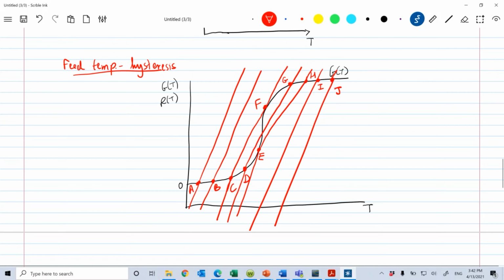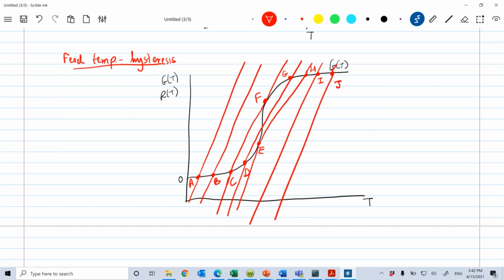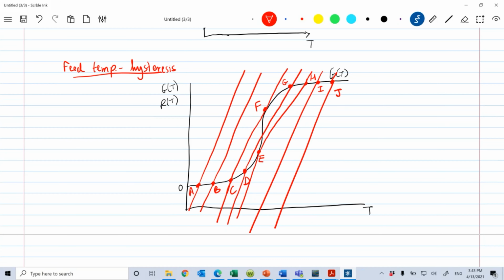Now imagine, this is what we call the feed temperature hysteresis, meaning that you can have different values of the temperature depending on where and how you're heating or cooling the feed. So let's say in this first case, you start by heating up the feed from point A. As you heat it up, you get to point B, C, D, and E, and then you go to I and J.